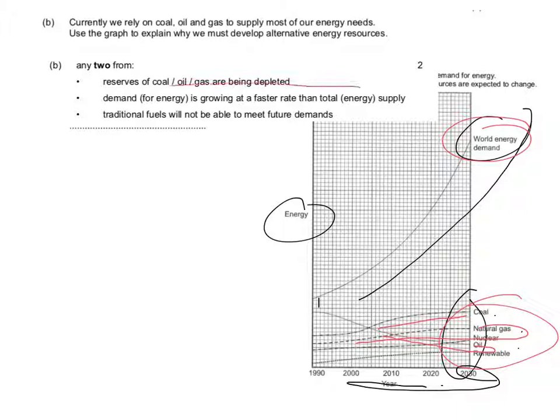I personally think that these two answers are the best, because that's actually what the graph shows, whereas the idea that the reserves of coal, oil and gas are being depleted isn't necessarily shown by the graph. But that's just something that you should have known from the topic.